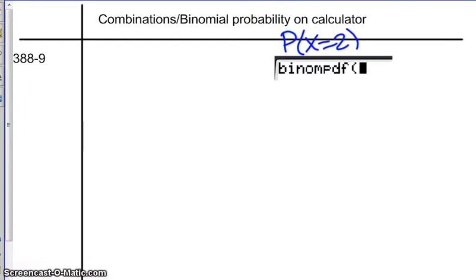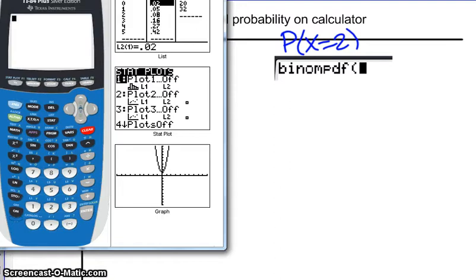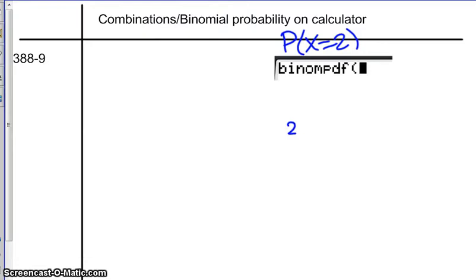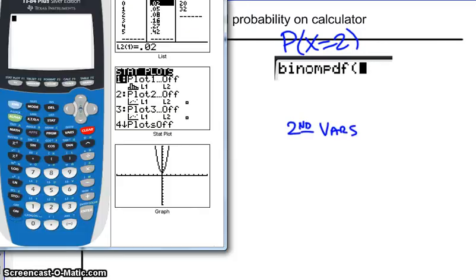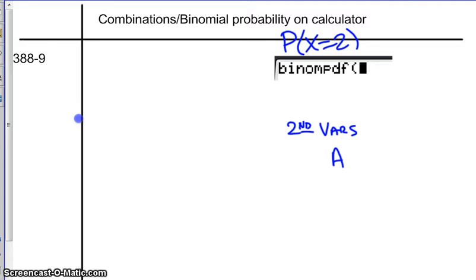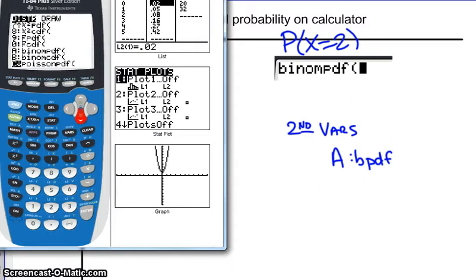Okay? What I want to do is go to binomial PDF. Same place we found normal. Second bars. Now, there's a whole bunch of them here. We don't want to have to scroll down every time, so we're going to scroll down here so you can see where it's at. It's in letter A. Okay? So letter A is your binomial PDF. And so, all I really need to do is, since I want A, I hit the alpha button, and then find my A, which is the math button, and it'll bring it up.